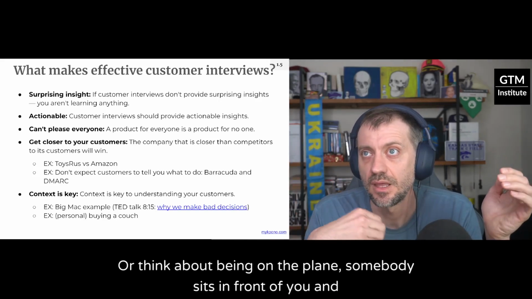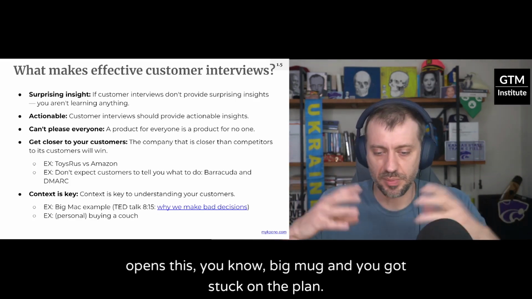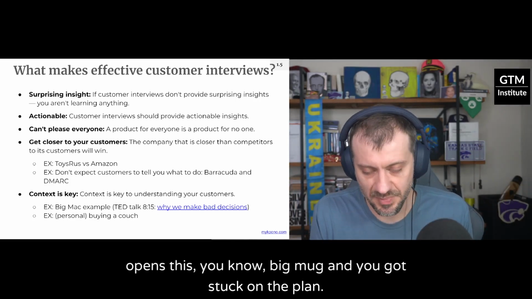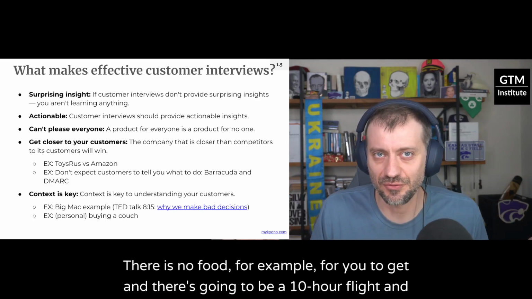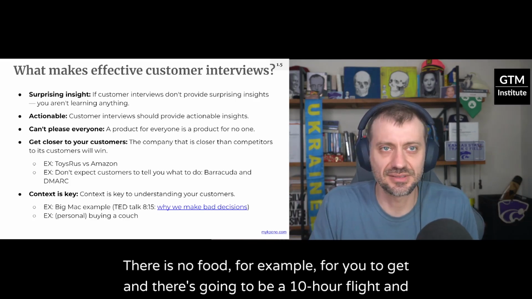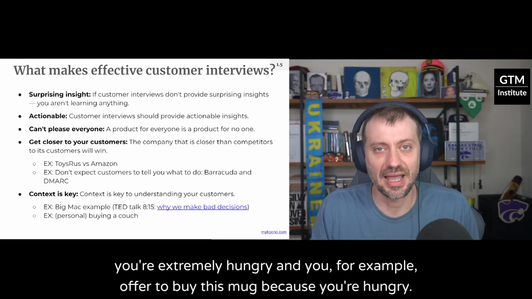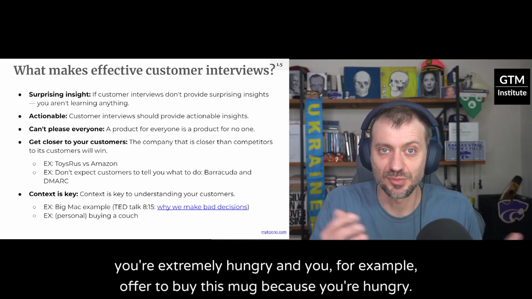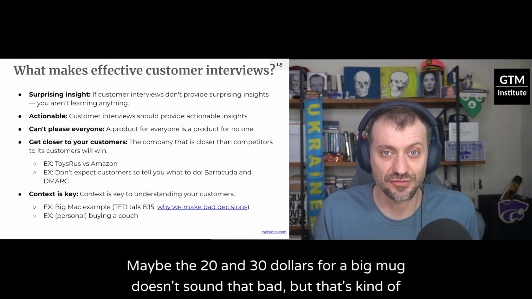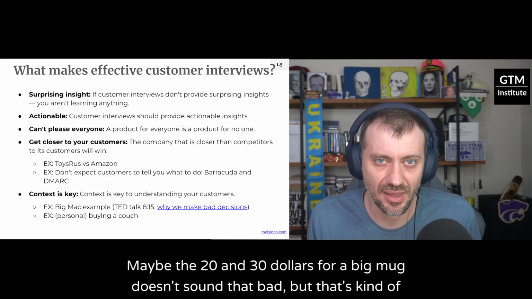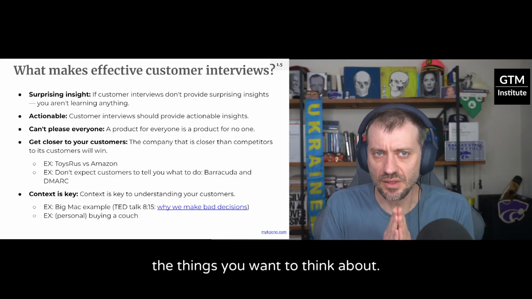Or think about being on a plane. Somebody sits in front of you and opens a Big Mac, and you're stuck on the plane. There's no food for you to get, it's going to be a 10-hour flight, and you're extremely hungry, so you offer to buy this Big Mac. How much would you pay, right? Maybe $20 or $30 for a Big Mac doesn't sound that bad, but that's the kind of thing you want to think about.